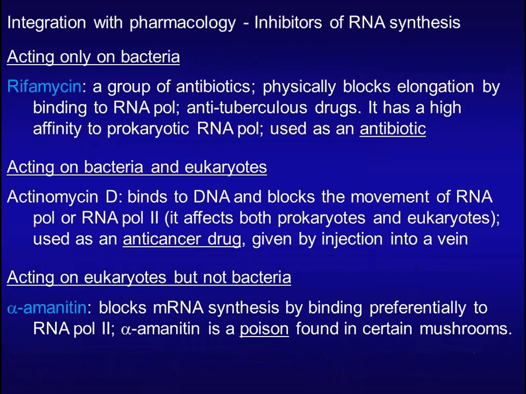This is integration with pharmacology. A group of antibiotics related to rifamycin block RNA polymerase. It has been used to treat tuberculosis. Actinomycin D binds DNA and blocks movement of RNA polymerase. It has been used as an anti-cancer drug. Alpha-amanitin, a toxin from certain mushrooms, blocks RNA polymerase II, leading to cell death.